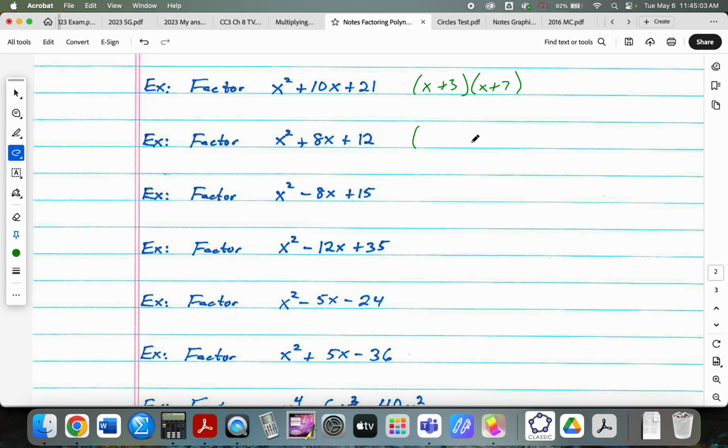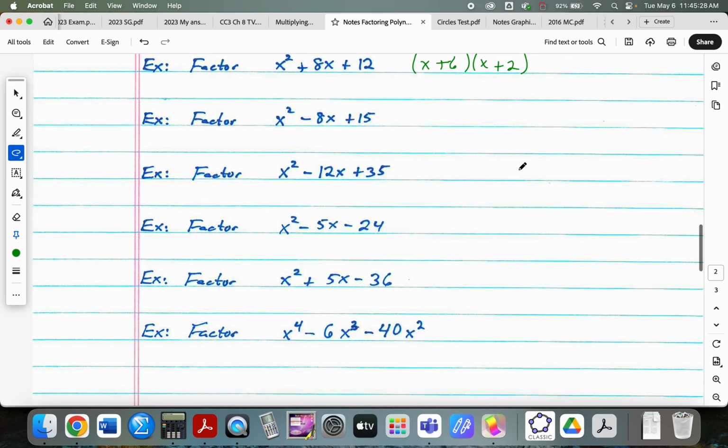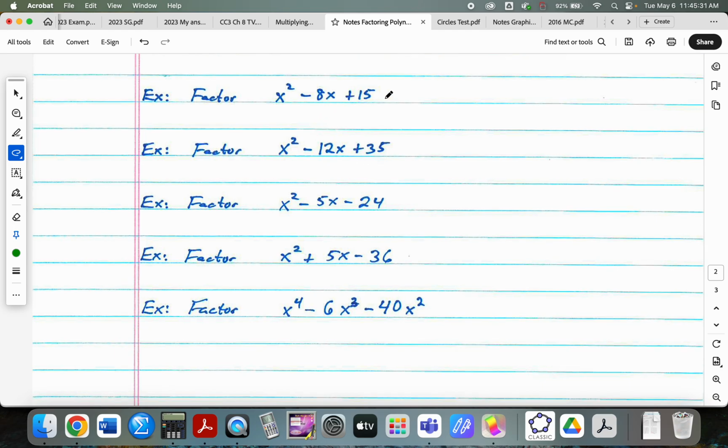So when they're both positive, I think this is pretty easy if you know your multiplication and you can add. So here I want two numbers that multiply together to be 12, but add together to be 8. Yeah, 6 and 2. And again, the order's not important. Now for this next one, I'm still going to start with an x and an x because I have to have an x squared.